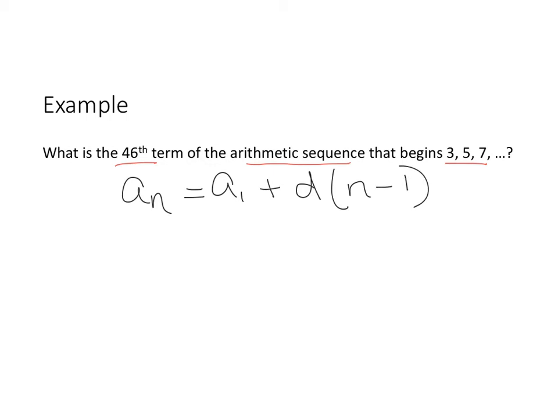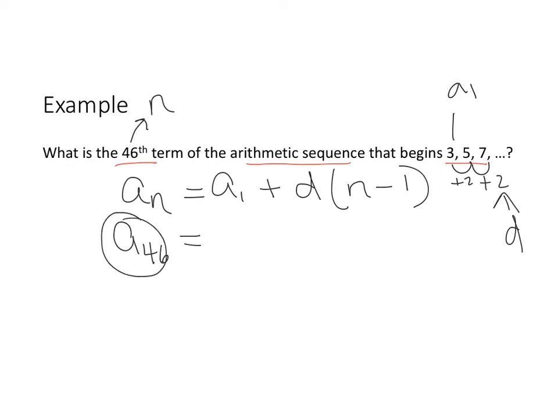So all we have to do is substitute this information in. Our N is 46. Our first term, our A1, is 3. And what we are doing every time is we are adding 2. So this is our difference. All we have to do is plug those in. I'm looking for the 46th term of this arithmetic sequence. That's what this stands for. My first term is 3. My common difference is 2. And I am looking for term number 46.